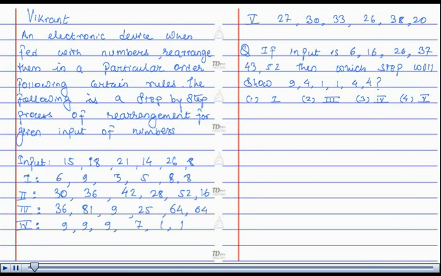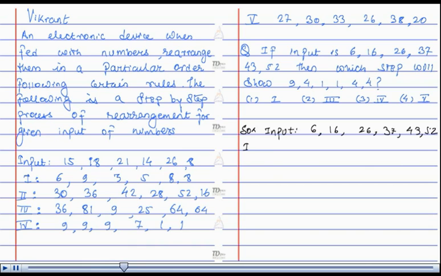Hello, I am Vikrant. The question is, if the input is 6, 16, 26, 37, 43, 52, then which step will show 9, 4, 1, 1, 4, 4? The solution is, if you look at the given input, that is 6, 16, 26, 37, 43, 52.